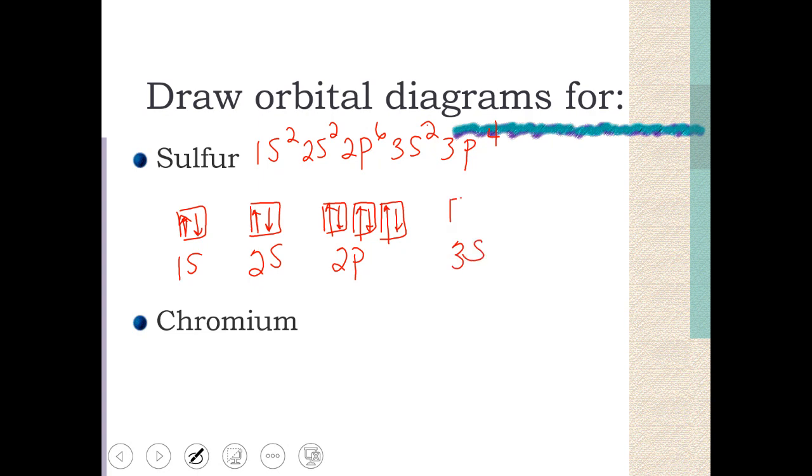We have 3s, pair of electrons. Then we have the 3p. 3 boxes, 4 electrons. Remember Hund's rule, 1 in each. Then you can make a pair.